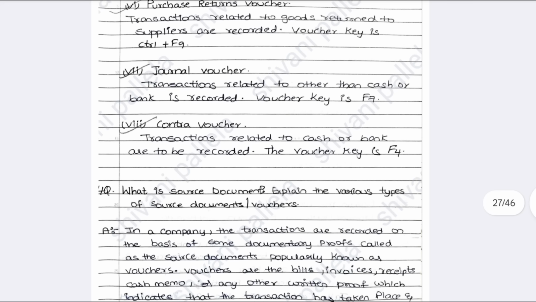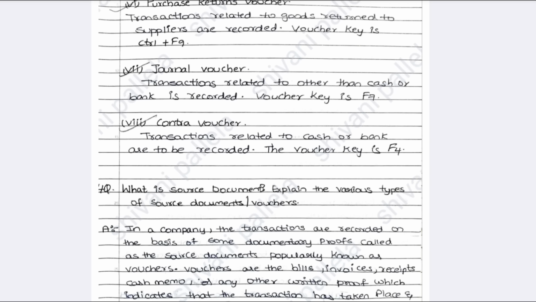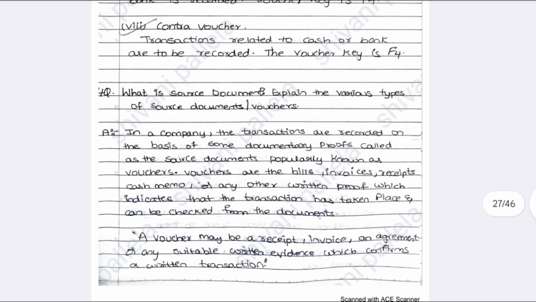That's it. The functional. These are the types of voucher, most important. Okay, and source document. What is meant by source document? Whatever the transactions are, the documentary proofs included are called source documents. So this source document is also called vouchers.